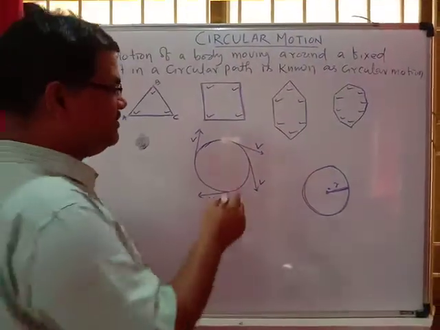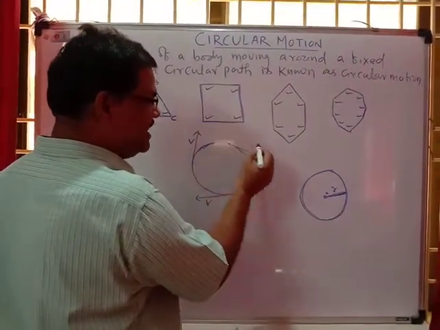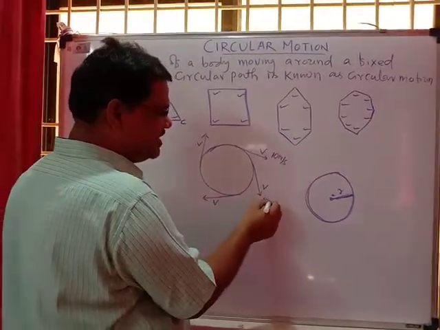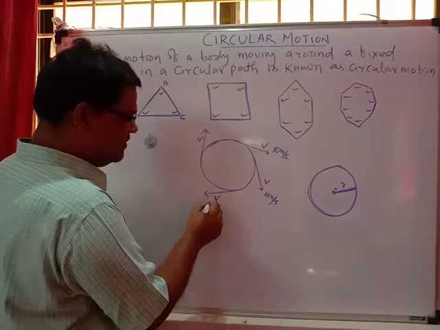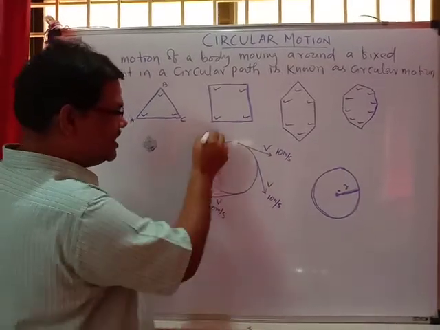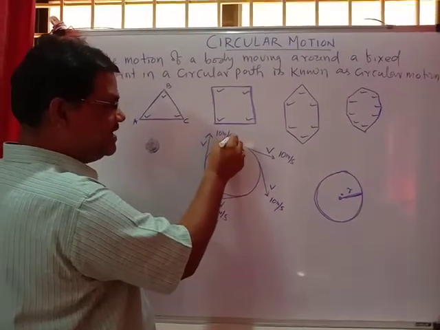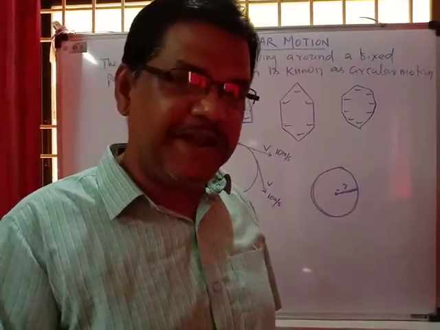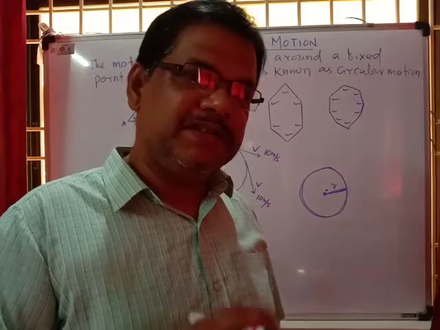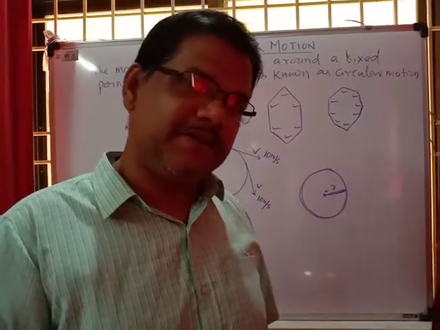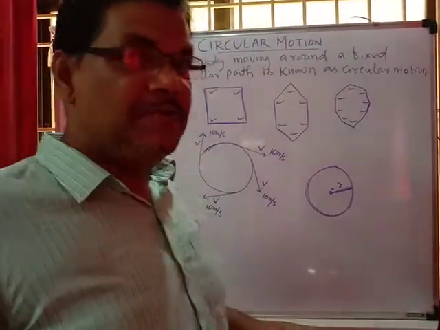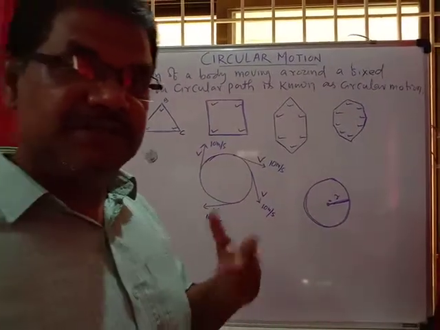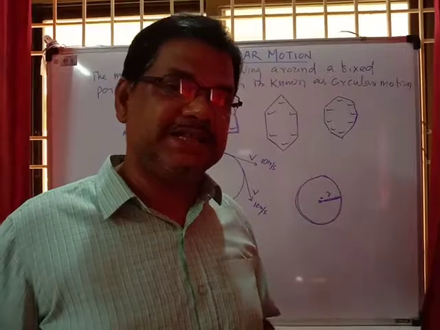For example, suppose at one instant you calculate the speed to be 10 meters per second. Here also 10 meters per second, here also, here also. At every position the object is not changing its speed, it is 10 meters per second at any instant. But you must be thinking, sir, if it is not changing the speed, how do you say that it is accelerating?